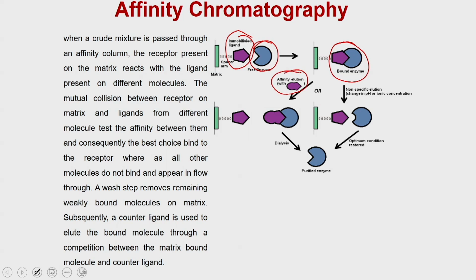which means you can add another molecule which will have a higher affinity for this particular enzyme, and as a result the enzyme will bind to the ligand which is in the solution compared to the ligand which is present on the matrix. That is called the specific elution. But if you want to do a non-specific elution, then you can play with the interactions which play a crucial role in making the interaction between this ligand and the receptor. You can change the pH or increase the ionic strength, and ultimately, whether you use specific affinity elution or non-specific elution, you are going to get the purified enzyme.